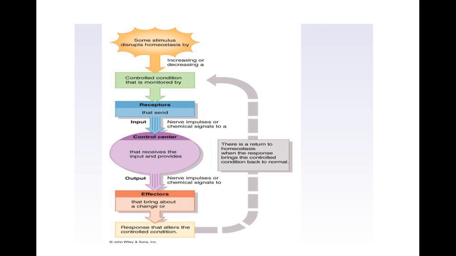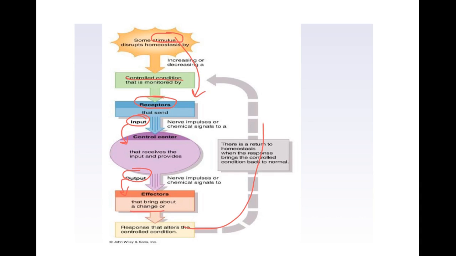All right, so this is basically what we just went over on the last slide, but in picture form. So some stimulus causes the body to get out of homeostasis. This is a controlled or monitored condition in the body. That stimulus is detected by receptors, organs and cells in the body that detect when the body gets out of homeostasis. It then sends what's called the input to the control center, usually in the brain. The control center decides what to do to get the body back into homeostasis, and it sends out the output to effectors in the body, which bring about a change to return the body to homeostasis.